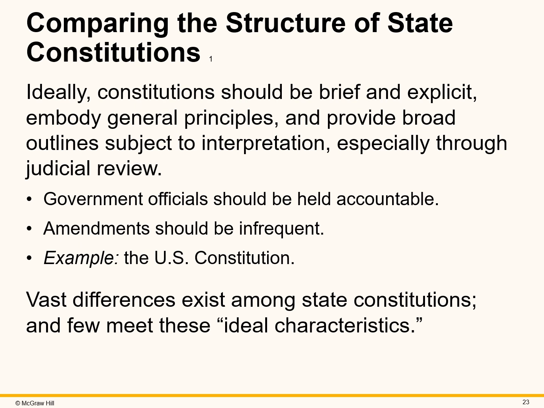Comparing the structures of state constitutions. Ideally, constitutions should be brief and explicit, embody general principles, and provide broad outlines subject to interpretation, especially through judicial review. Government officials should be held accountable. Amendments should be infrequent. For example, the U.S. Constitution. Vast differences exist among state constitutions, and few meet these ideal characteristics.